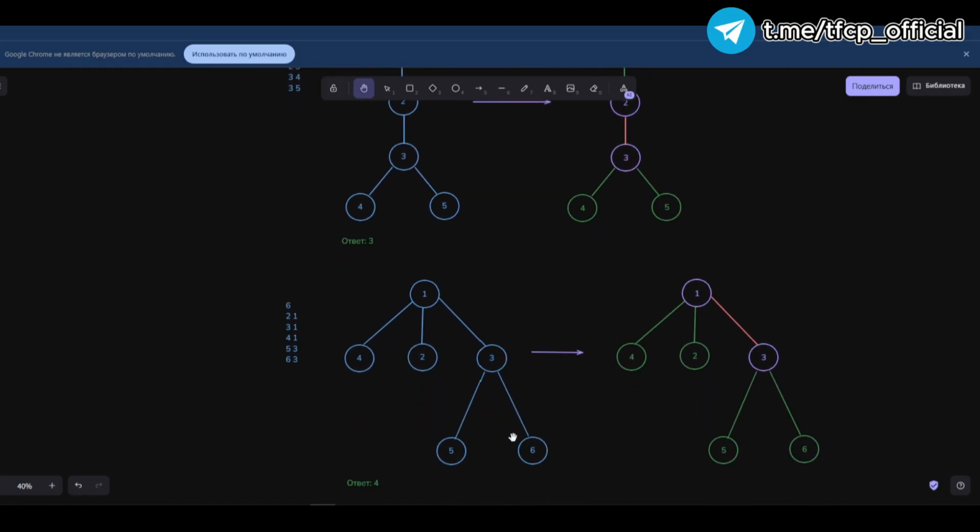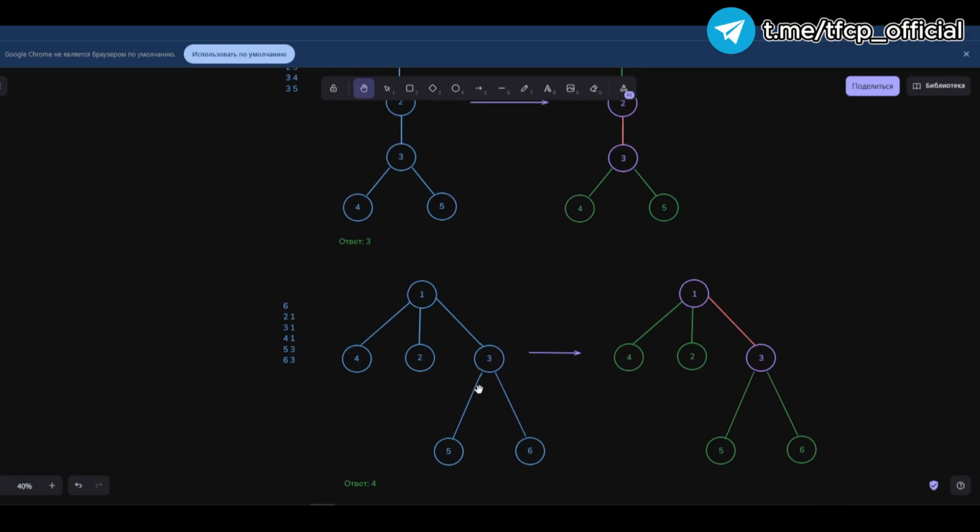Next, let's consider this example, where we have 6 vertices connected in this way. The optimal choice is to select vertices 1 and 3. In this case, we will have 2 components on the side of vertex 3, and the sides of 1 also give 2, so we get 4. If we choose 2 vertices here, the maximum is 4 out of 6.